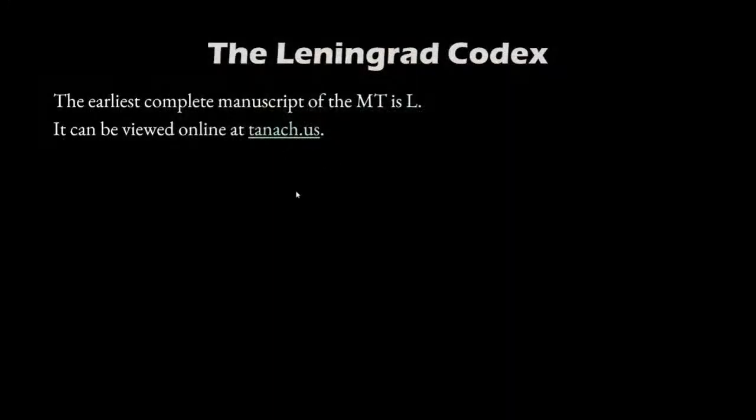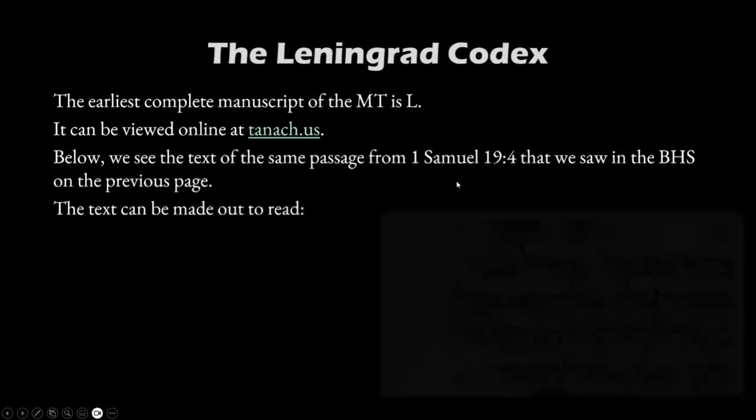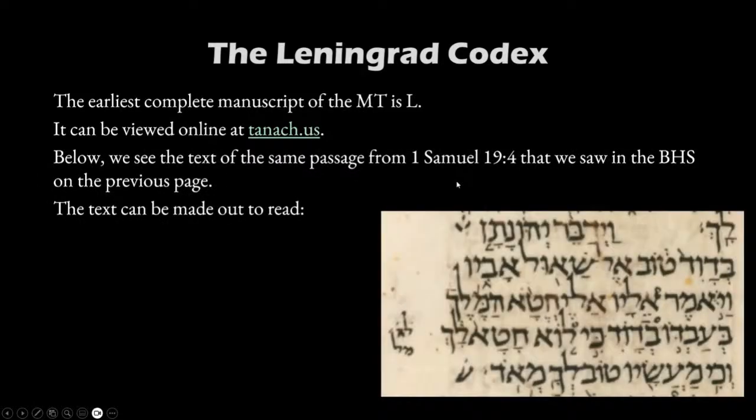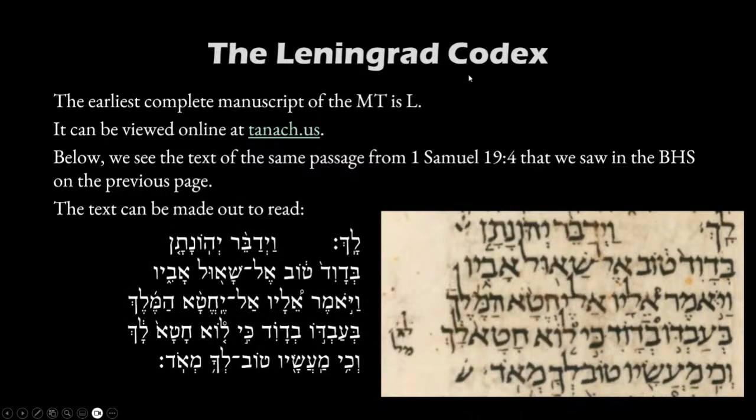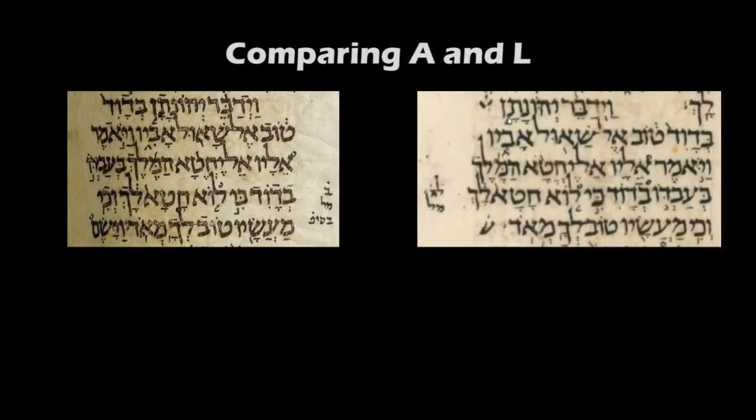Let's close that. So this is the Leningrad Codex of the same verse. Vayidaber Yehonatan b'David tov el Shaul aviv. Okay, this is this text exactly moved over into how we would print it today. So let's look at the two of them side by side.